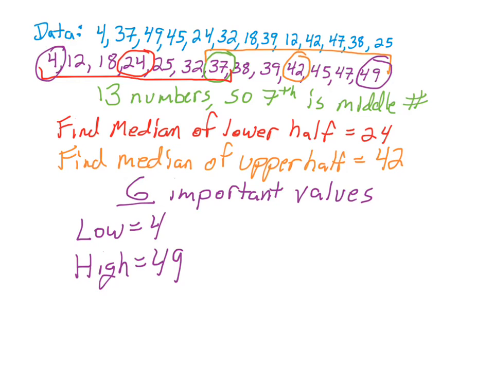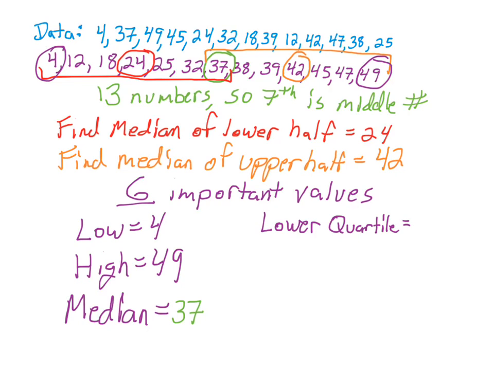And then we need our median. Remember, our median was the middle number of the whole data set, and we have that circled in green. So our median is 37. And then we need what's called the lower quartile. And the lower quartile is the median of the lower half. And we already figured that one out as 24. That's the one in red. And then you can probably figure out that we need the upper quartile. And that's the median of the upper half, which was 42. And it's the number in orange.